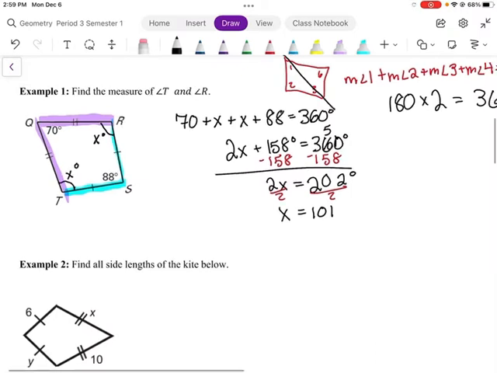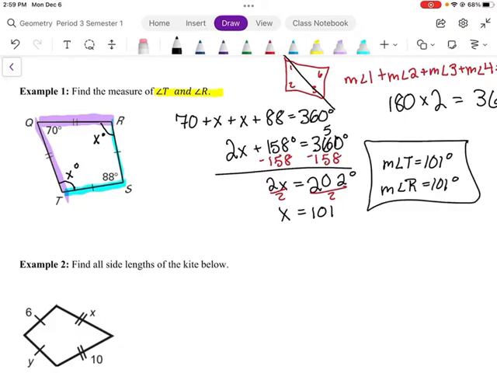And don't forget to go back and answer the question they are asking. So we can say the measure of angle T equals 101 degrees. Oops, I wrote that wrong. And the measure of angle R is also 101 degrees. And that would be our answer.